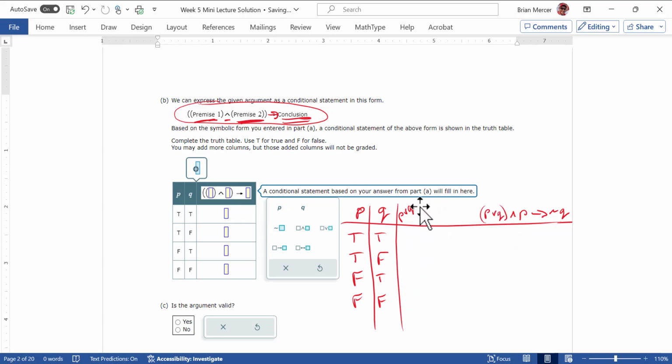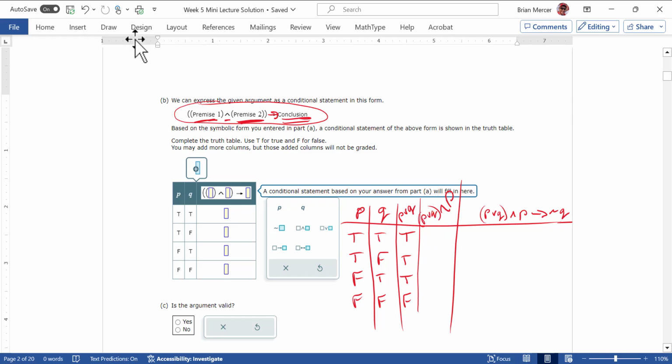And then P or Q, that's one piece there. Remember, the disjunction P or Q is true if either one of them is true. So the first 3 it's true, then it's false when they're both false. And then if I look at P or Q and P, so that's the next piece. So that's just the left side of the conditional statement, P or Q and P.